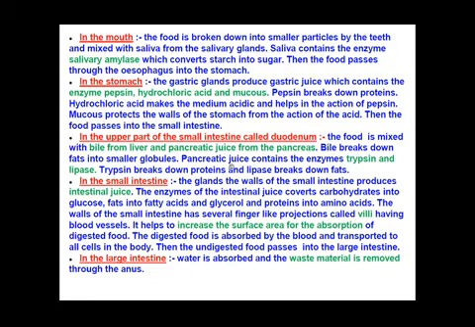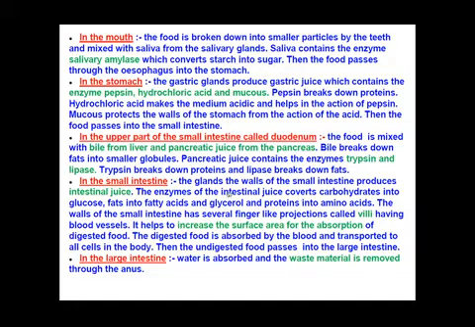Now comes the pancreatic juice. Pancreatic juice contains the enzymes trypsin and lipase. Trypsin helps in breaking down the proteins further, and lipase breaks down the fats further into smaller components. Now from the upper part of the small intestine, the food moves towards the lower part of the small intestine.